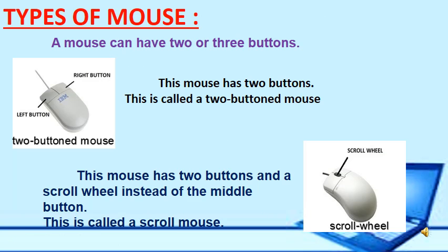Now there are different types of mouse. Let's see what types of mouse there are. A mouse can have two or three buttons. If this mouse has two buttons, it is called a two button mouse. And the second image shows a mouse that has two buttons and a scroll wheel instead of the middle button. This is called a scroll mouse.